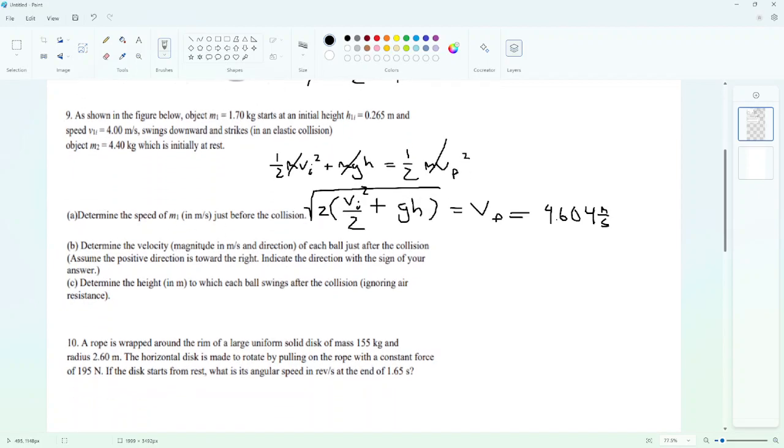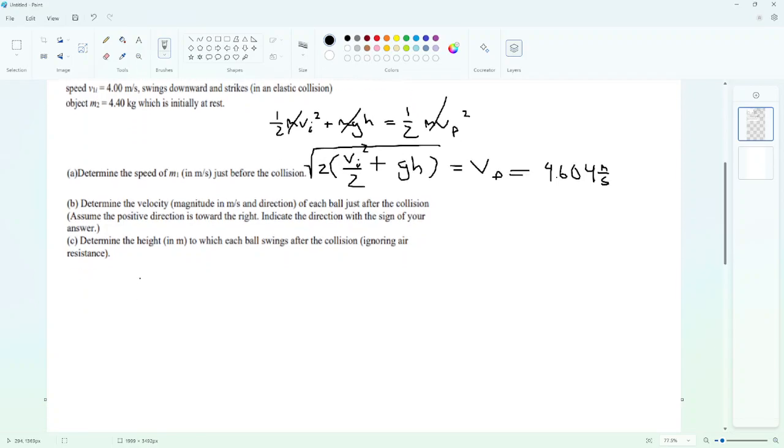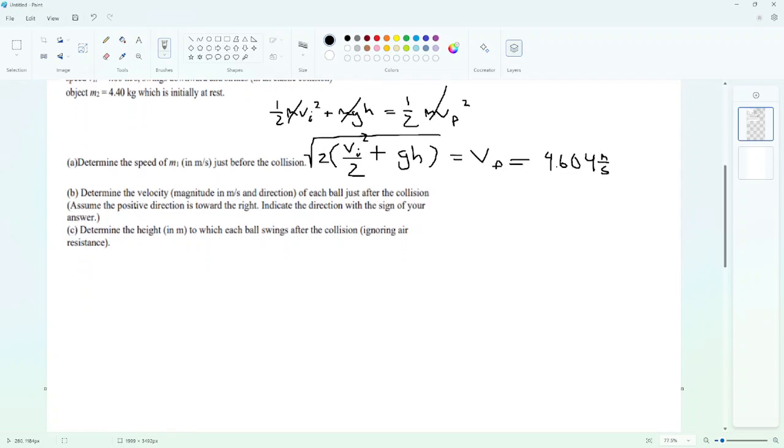So determine the velocity, magnitude in meters per second of each ball just after the collision. Oh, question 10, you're not supposed to be here yet. Wait your turn. Okay, so let's see. Go ahead and take a gander at this question. See if you can make a good attempt.